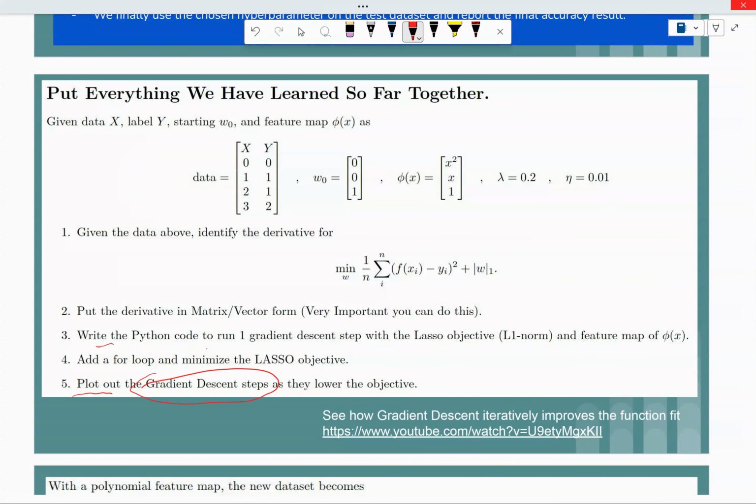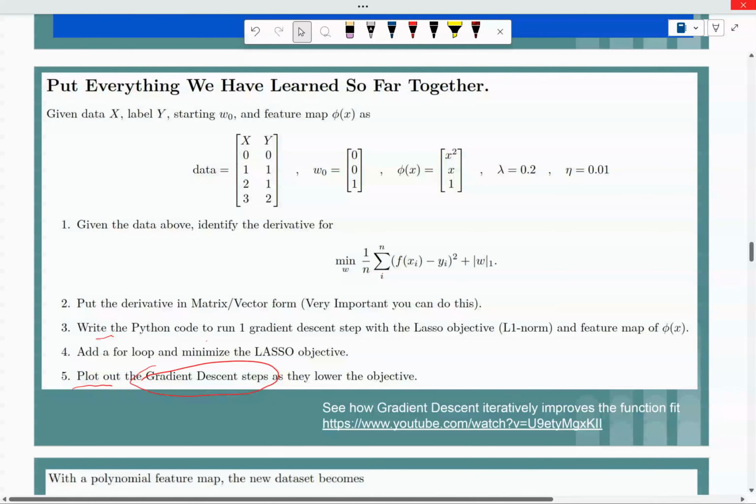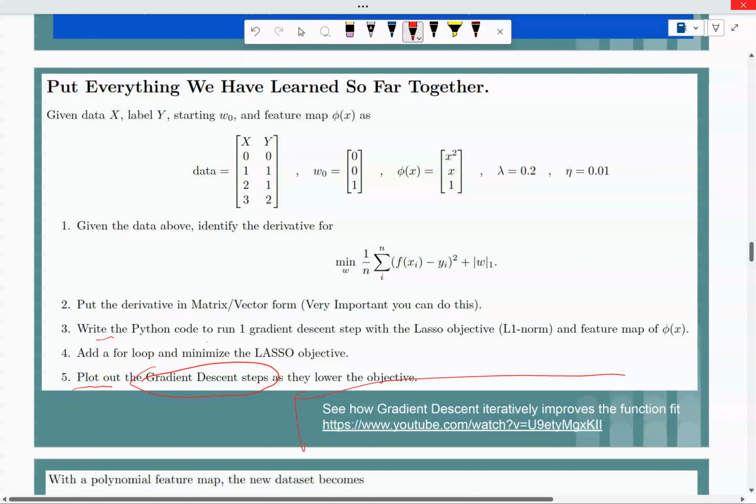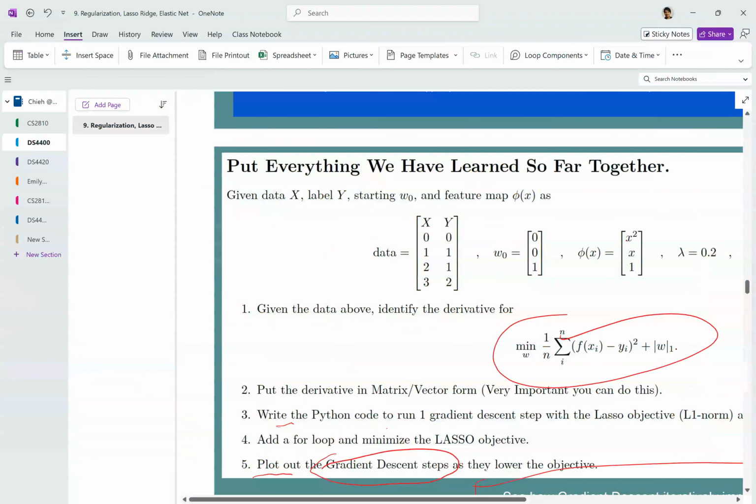Now, I actually wrote the code to show you guys what it looks like. So this is with the lasso objective, and this is what it looks like. Let me see if I can find it. I think it's over here. So the lasso objective. I think it's right here. No, this one.